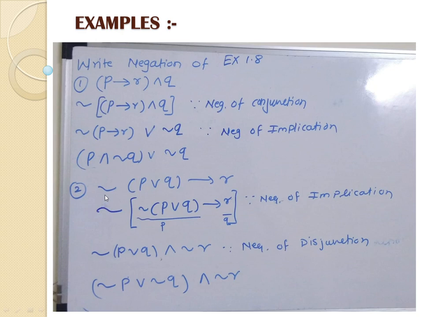Next example: negation of P disjunction Q implies R. Again, write the negation of the whole compound statement. Consider this term as P and this term as Q. Now, using the negation of implication, it is equal to P disjunction Q conjunction negation of R. Again here is the symbol of disjunction, so use the property of negation of disjunction. So it is equal to negation of P conjunction negation of Q conjunction negation of R. Thank you.